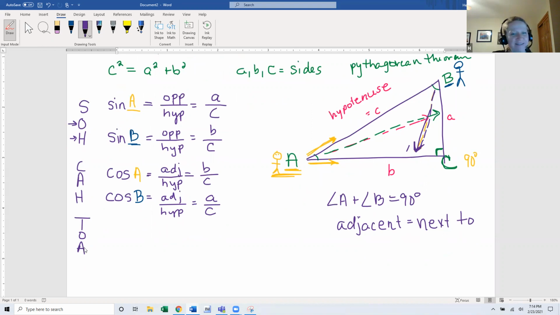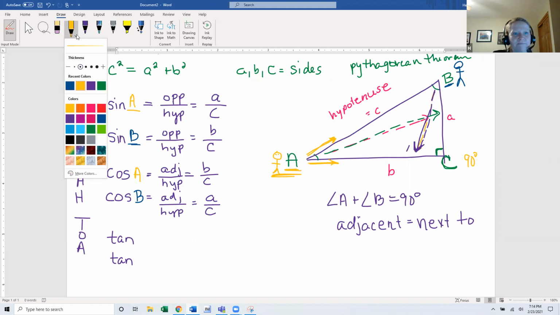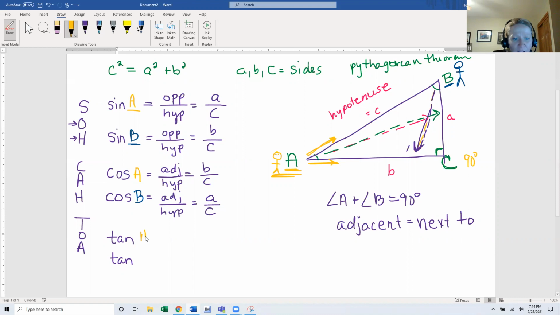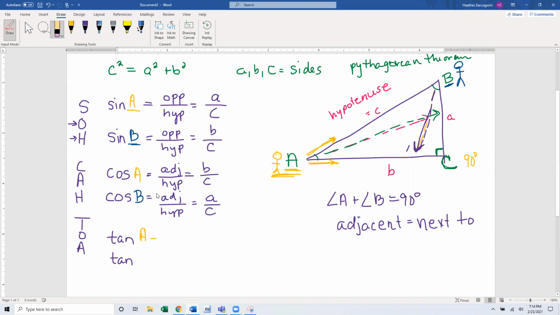One more set of trig functions. All right. So that's sine and cosine. Last one is tangent. Tangent is TOA. Tangent is opposite over adjacent. Okay. So we have tangent. Same thing happens here. We have tangent of A and tangent of B. So we'll do A first. So we have opposite, and then adjacent.